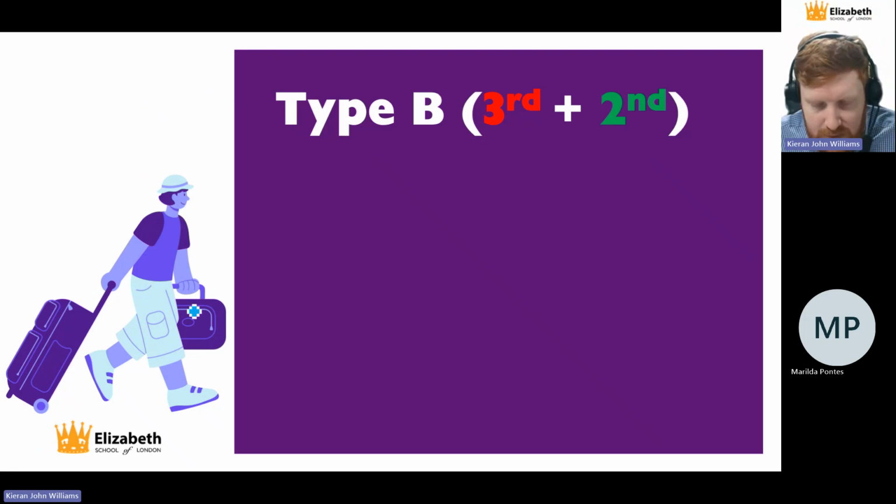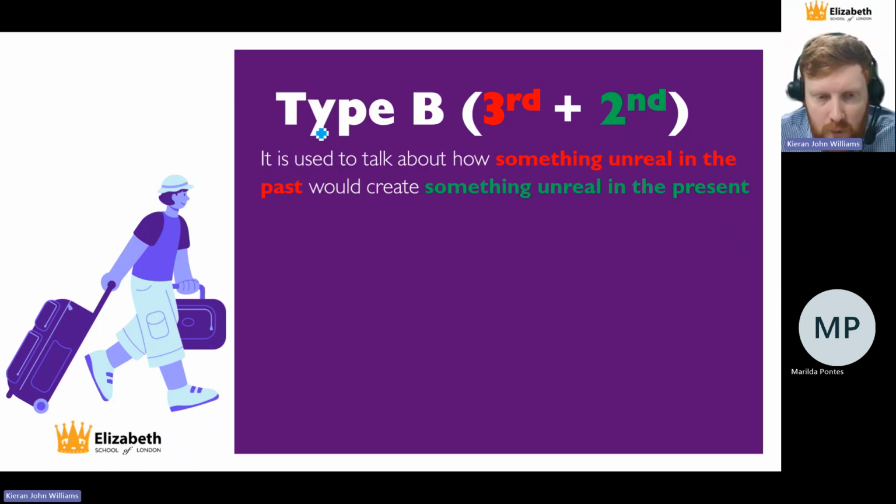Okay, so that was type A. So that one's out of the way now. And let's now focus on type B. So type B matches third conditional with second conditional. So this is if you want to talk about, and this is maybe the easier one to understand, how something unreal in the past would then create something unreal in the present.